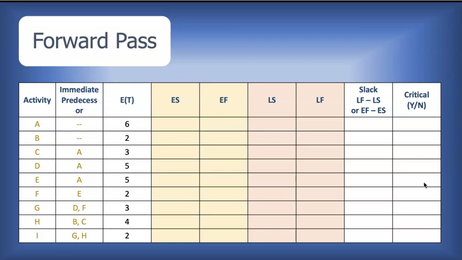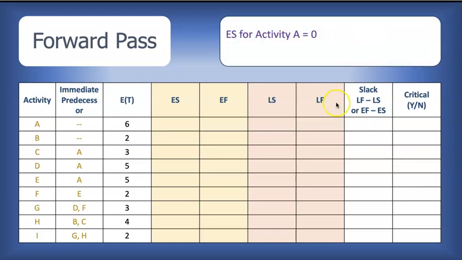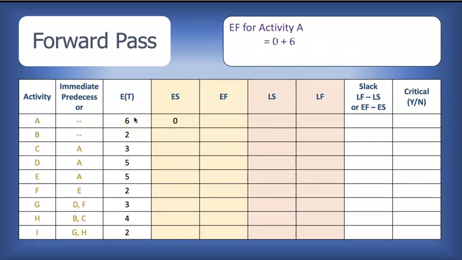Now, for the forward pass in the network, we're going to be going through that now. So activity A has no predecessor. So the earliest start time is 0. I remember that just like a relay, when the race starts, the time on the clock is 0. The earliest finish time for activity A is simply the start time plus the expected time. So 0 plus 6, that's 6.